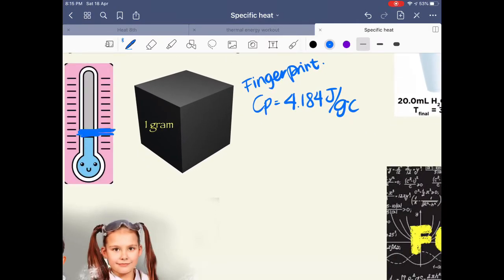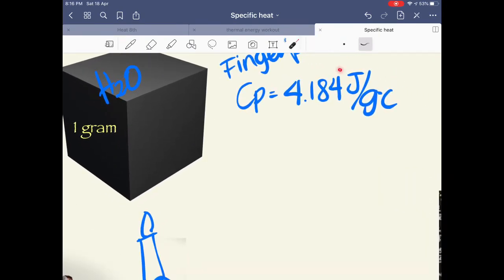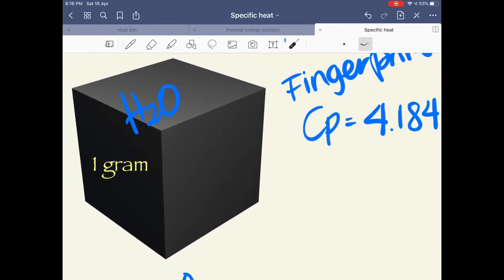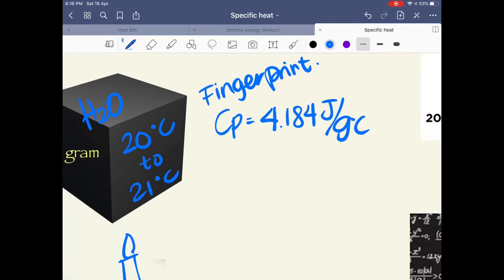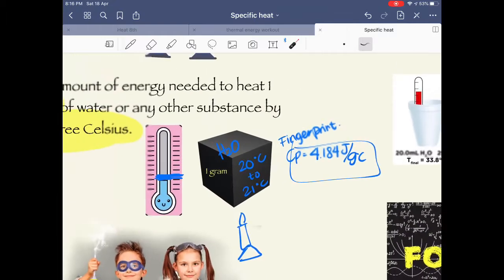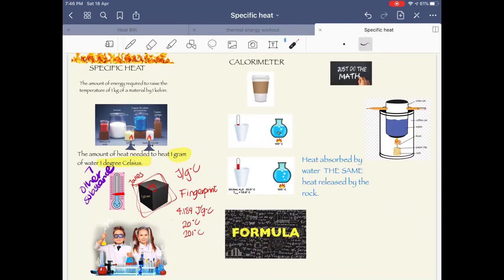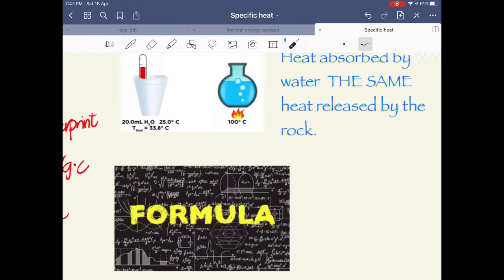It means that, imagine this one is water, and I have the Bunsen burner here, and you need 4.184 joules to increase this gram of water, let's say from 20 degrees Celsius to 21 degrees Celsius. And you would need to double this one to raise it to 22 degrees Celsius, and so on and so on. If you would start to do this experiment at the laboratory, first you need to understand the formula.